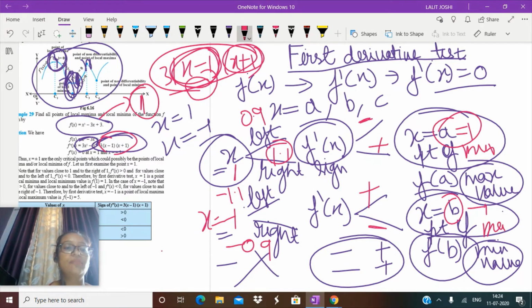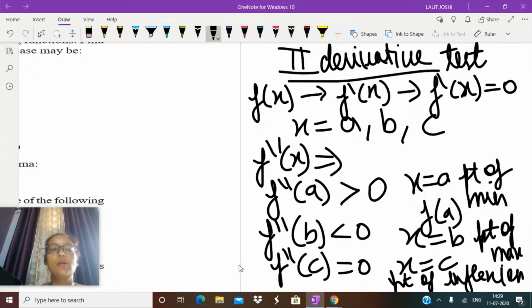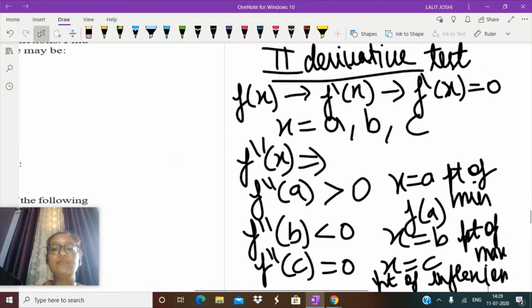And if I put minus 1 over here, what will I get? I'll get minus 1 plus 3 and plus 3, that is 6 minus 1, which gives me 5. So the maximum value is 5 and the minimum value is 1, right? So moving on to the second derivative test, what we have.